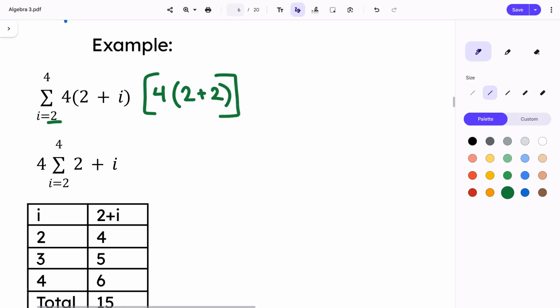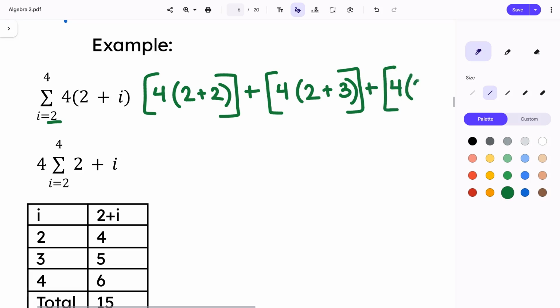Okay, but then we're going to keep going in my limit. So I've got to go all the way up to 4. So I've got to do this a couple more times. But then you're going to be adding all of these numbers together at the end. So I'm going to put a plus sign here. And then the next one would look pretty similar, except instead of saying 2 plus 2, it's now going to say 2 plus 3, because we're going up a step on our sum. And then the last one, again very similar: 4 times 2 now plus 4 for my sum.